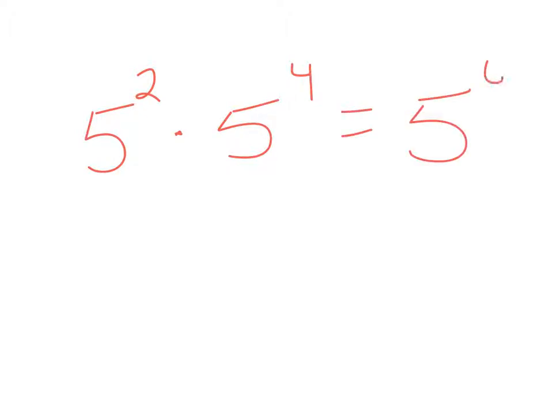The same thing works when you have actual numbers. If I had 5 to the power of 2 and I was multiplying that by 5 to the power of 4, this would be simplified as just 5 to the power of 6. Now, yes, I know I can simplify that a little bit further and actually take 5 times 5 times 5 times 5 times 5 times 5, so 6 times.